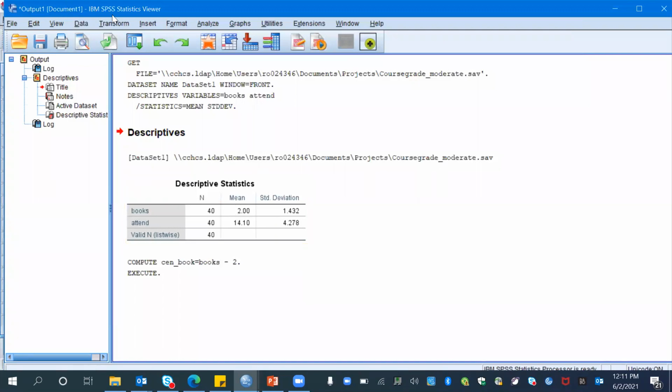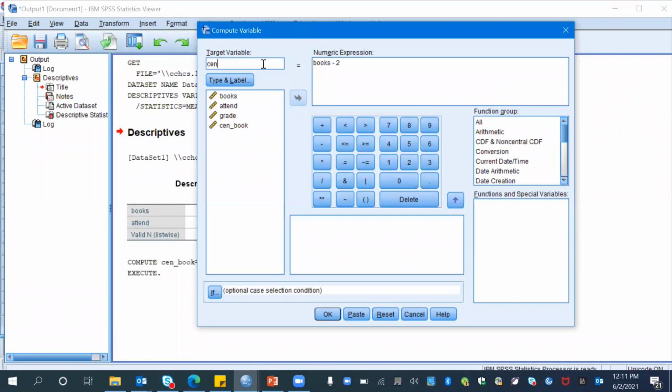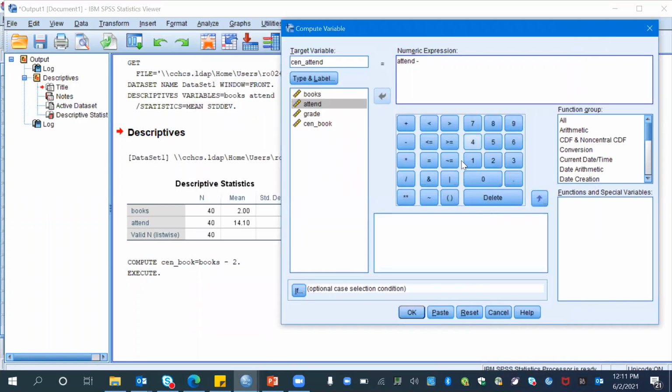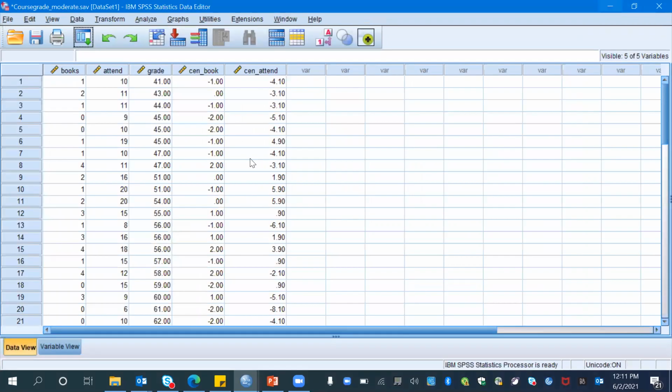Okay, I'm going to do the same thing for attendance. I'm going to do the cenattendance, and I'm going to take attendance minus, what is the mean? 14.10. Okay. And so now I've created two brand new variables, some with negatives, some that are right on the mean, and then some that are going to be positive.